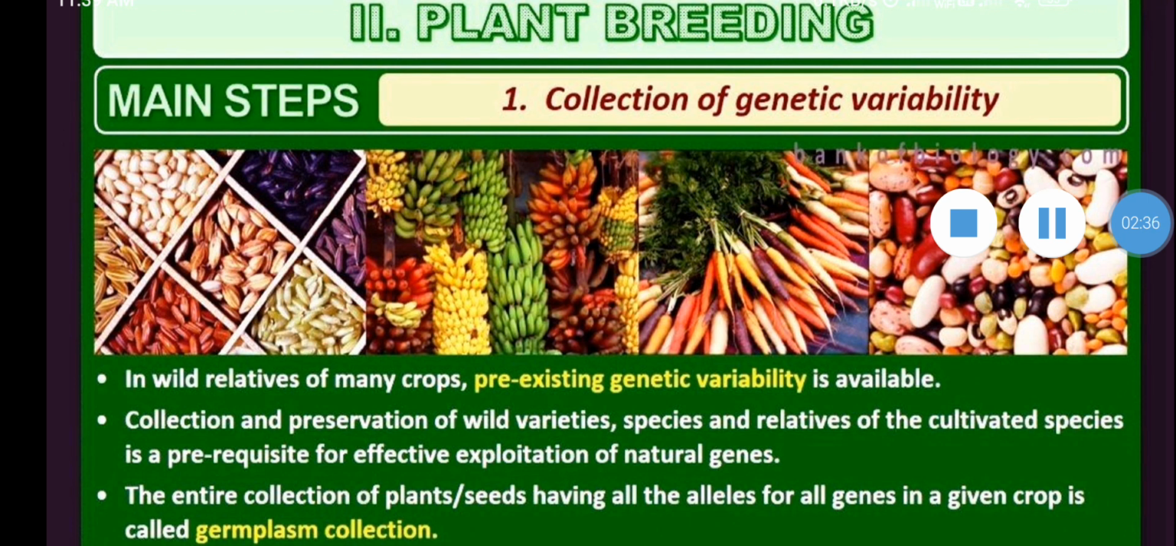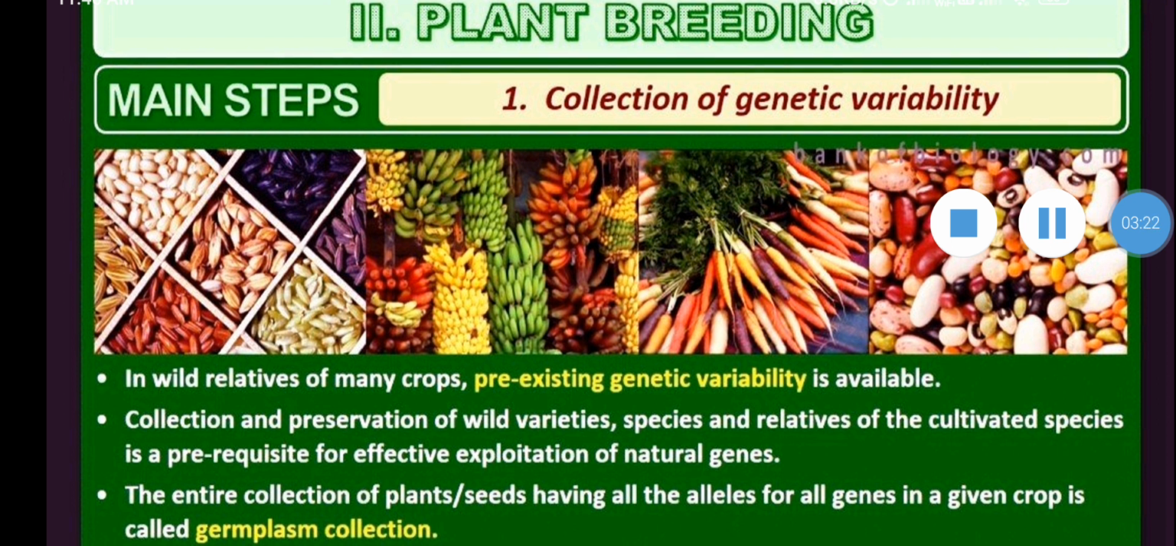The very first step from these steps is collection of genetic variability. In wild relatives of many crops, pre-existing genetic variability is available. Collection and preservation of wild varieties, species and relatives of the cultivated species is a prerequisite for effective exploitation of natural genes. The entire collection of plants or seeds having all the alleles for all genes in a given crop is called germplasm collection.